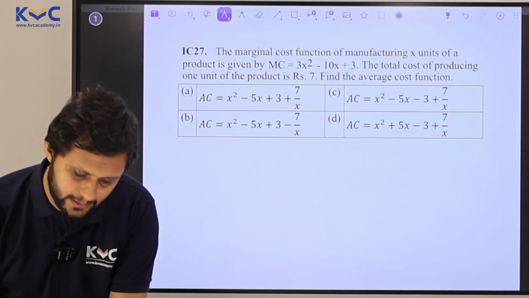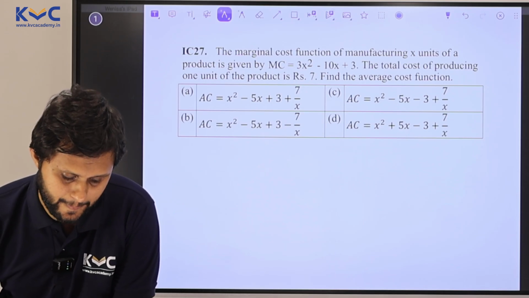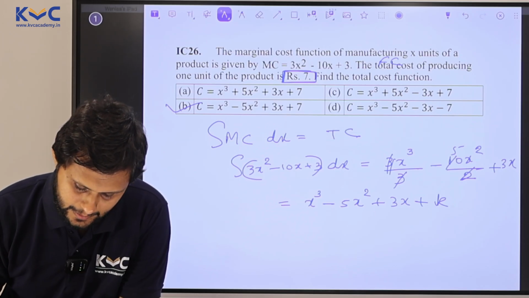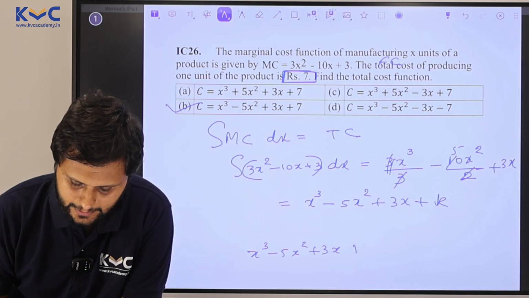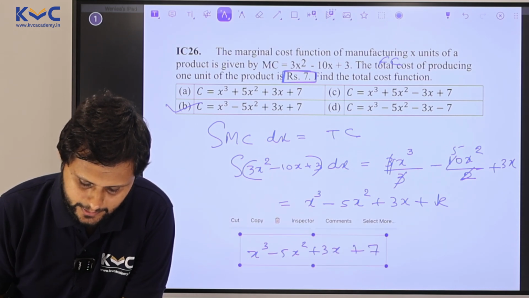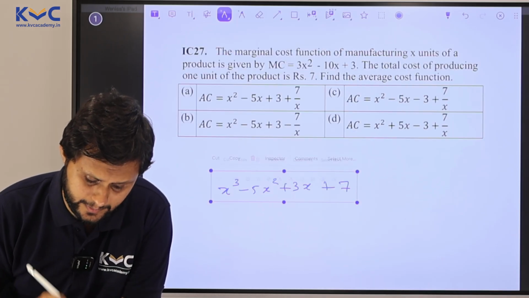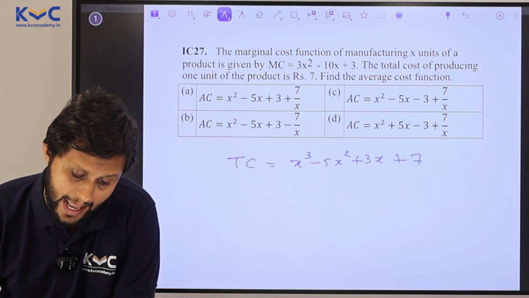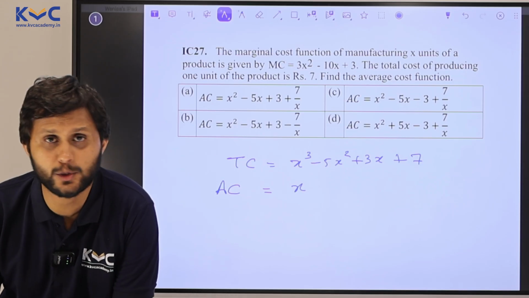Now again, what is given? Looks like it's the same question. We need the average cost function. So whatever answer we had got, we have to divide it by x. We have x cube minus 5x square plus 3x plus 7 that we had taken. I'll just copy paste it over there. Now this one is our total cost function. We need average cost.